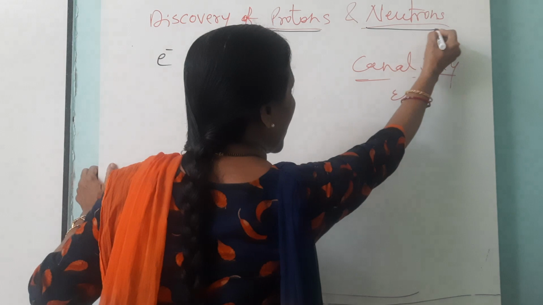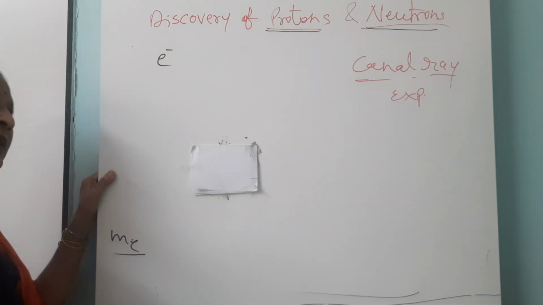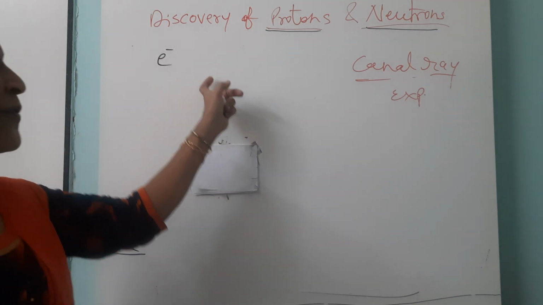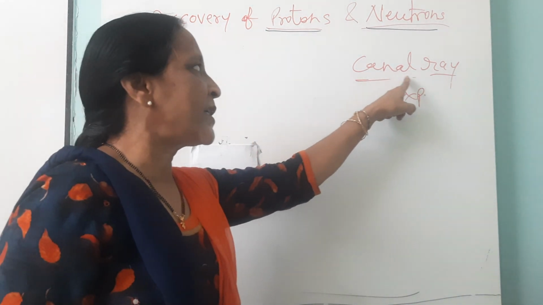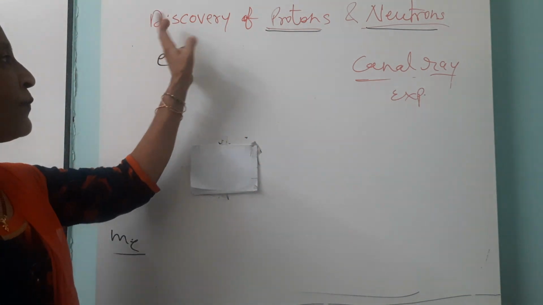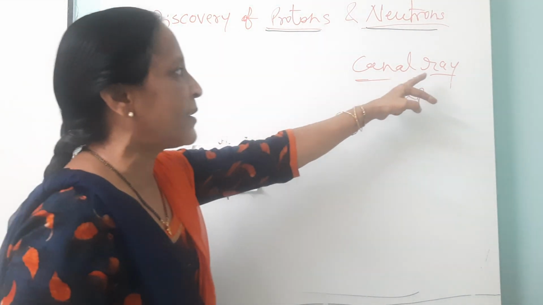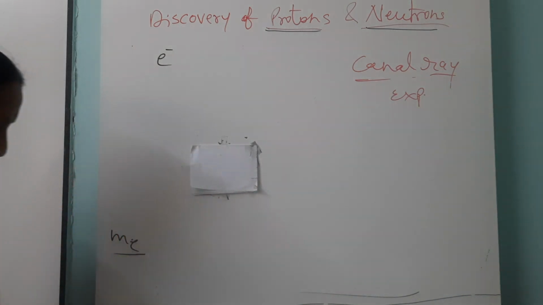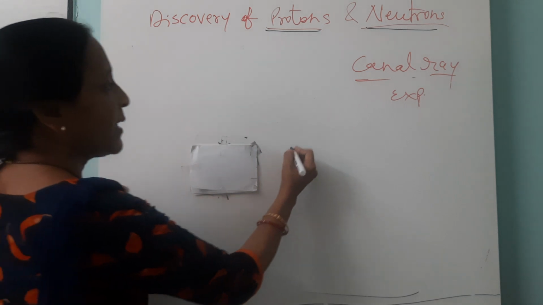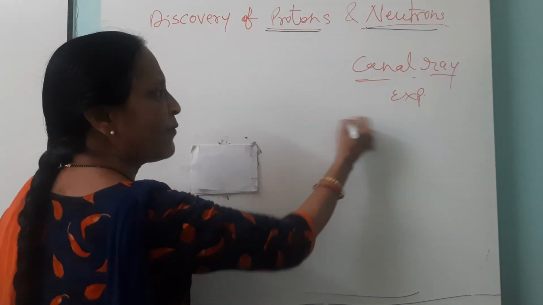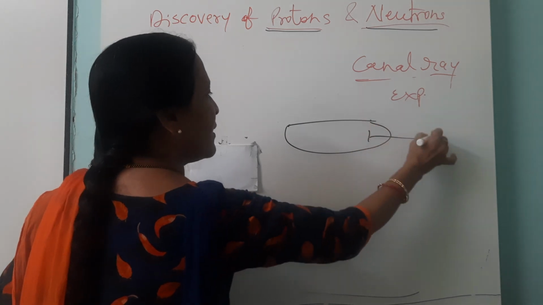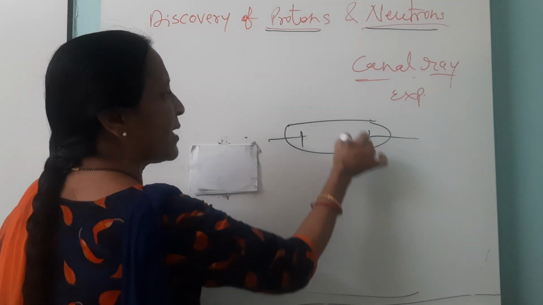The same type of experiment was done for the proton, and this experiment is known as the canal ray experiment. After the discovery of the electron, some scientists did the canal ray experiment for the discovery of the proton. In this canal ray experiment, again in a discharge tube, the same type of setup is there, with electrodes, on passing the electric current.